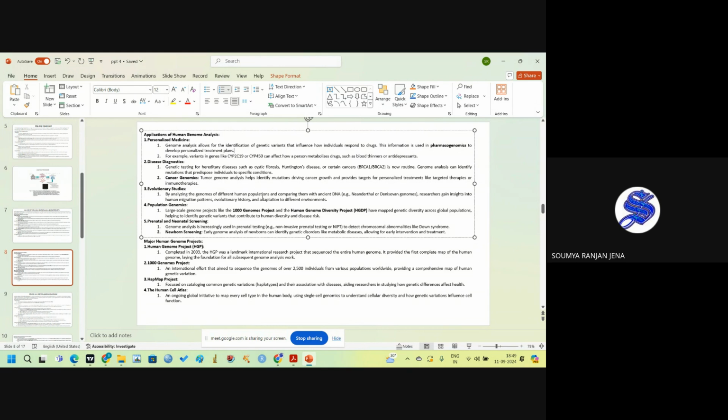Then disease diagnostics: by analyzing the human genome, we can also diagnose different types of diseases by genetic testing, such as hereditary diseases like cystic fibrosis, Huntington disease, or certain cancers, for example breast cancer, which is a mutation of the BRCA1 or BRCA2 gene in our routine. Genome analysis also identifies mutations that predispose individuals to specific conditions.